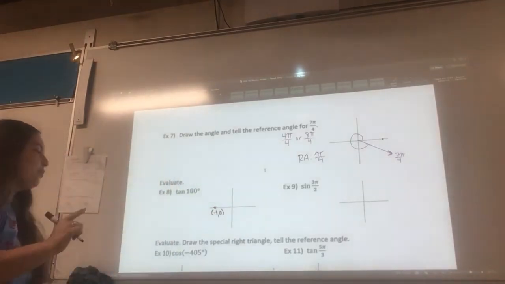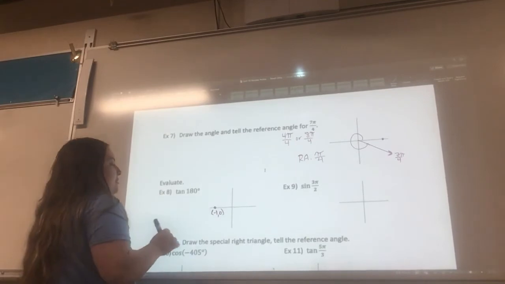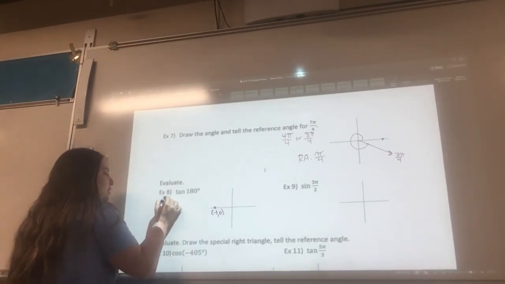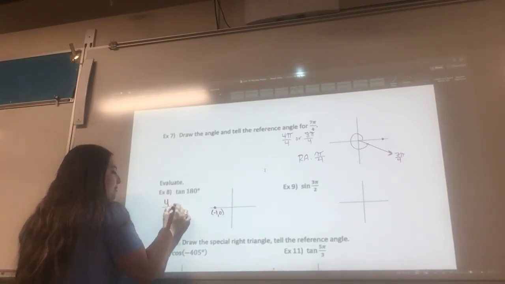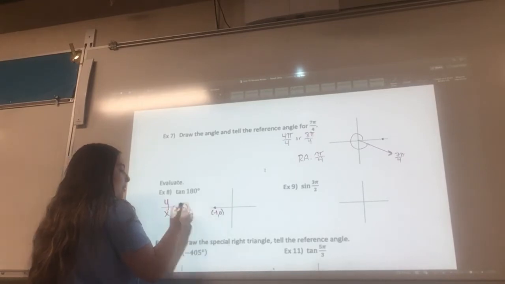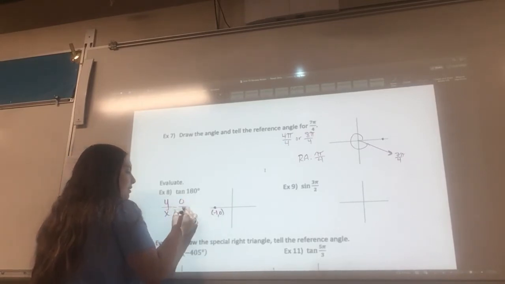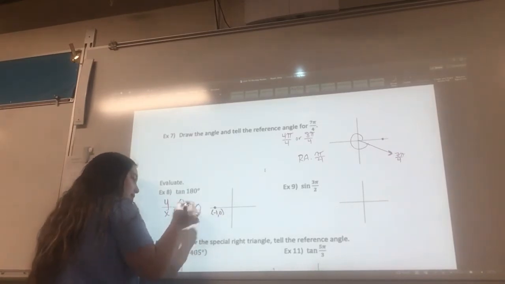Now that we have this point, we need to remember what tangent is. And tangent is y over x. So what we're going to do is take our y of 0 and divide by our x of negative 1 to get that tangent of 180 is 0.